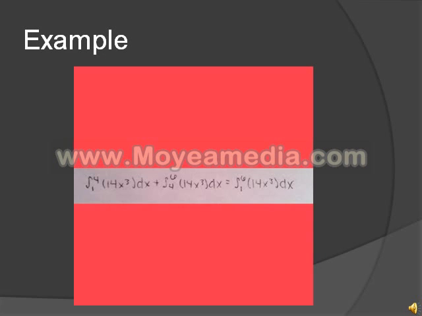Using the additivity property, the integral from 1 to 4 of 14x cubed dx plus the integral from 4 to 6 of 14x cubed dx, since one integral ends with 4 and the next one begins with 4, and it's both 14x cubed, you could just make it one integral from 1 to 6 of 14x cubed dx.